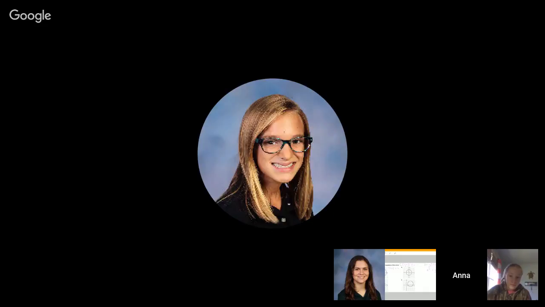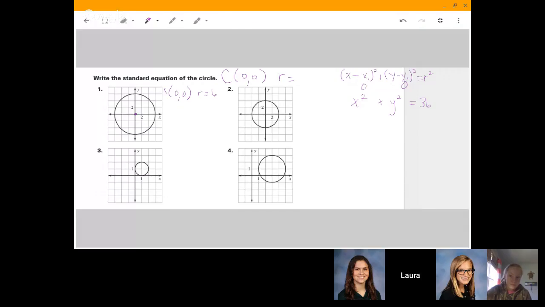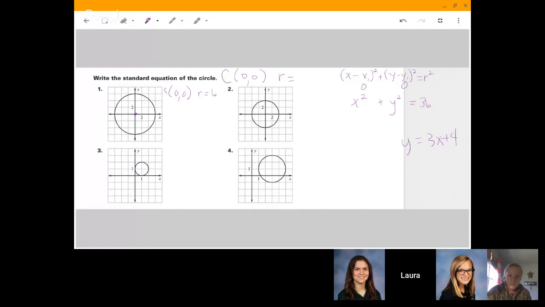And then you just leave it like that? Yes, because you're just writing an equation. Just like when you were doing lines, you might have like y equals 3x plus 4 or something, and you left it like that. You left the y and the x in there. It's the same idea, but for circles instead of lines.